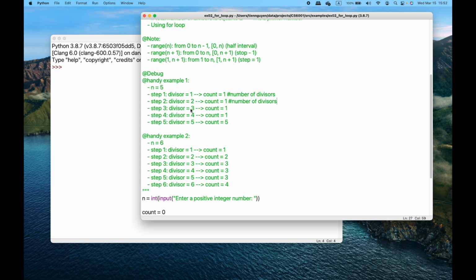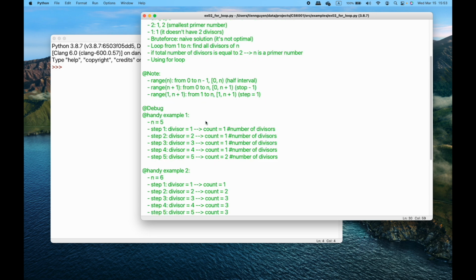And so on, we move on until we hit the number 5 here. Number 5 is a divisor of itself. So the total number of divisors will become 2. Okay, so that's it. It's enough.